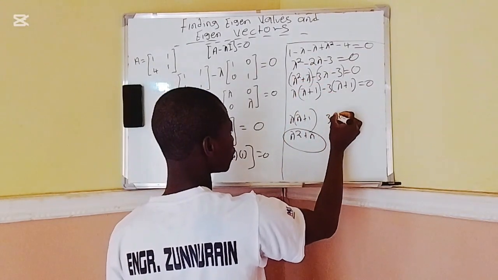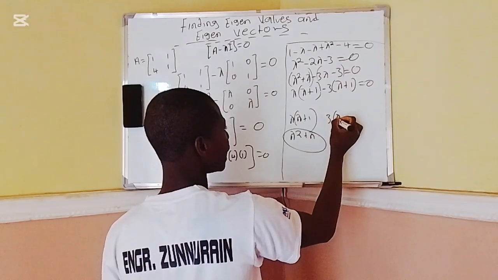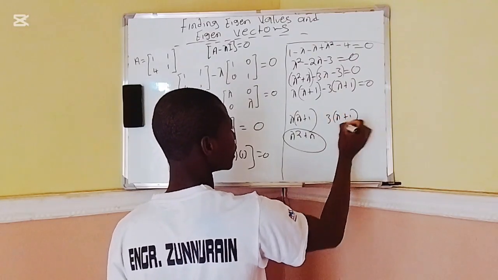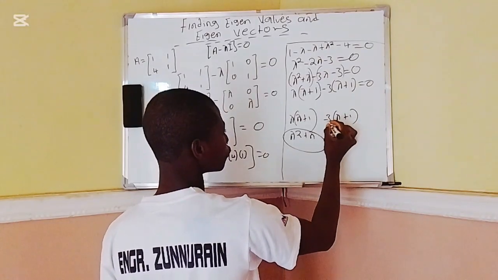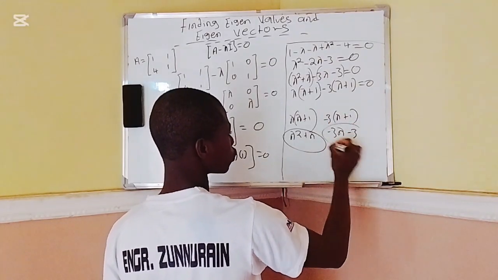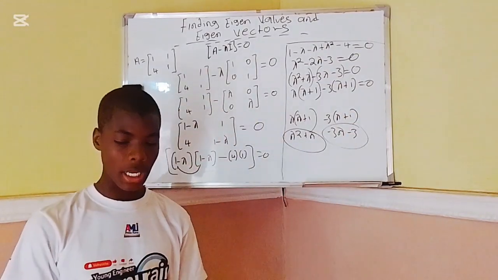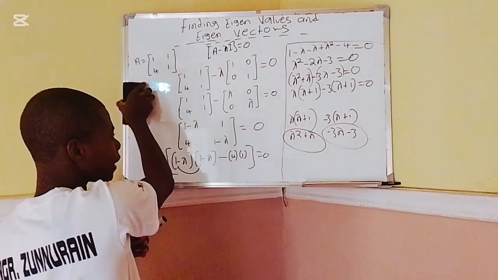And also 3 multiplied by lambda, okay, minus 3 gives me minus 3 lambda. And this multiplied by it gives me minus 3. It automatically turns to this. So this is how I get these values.